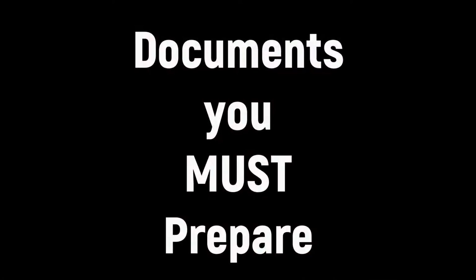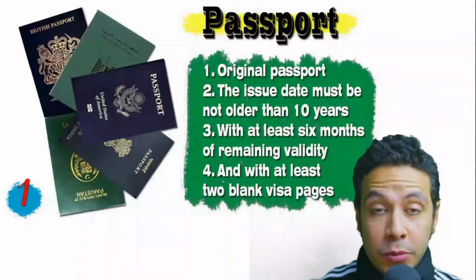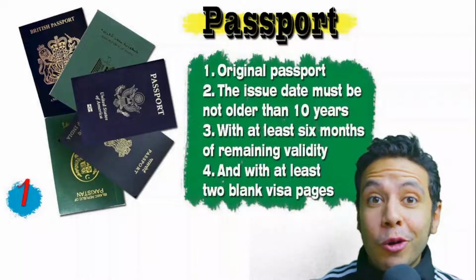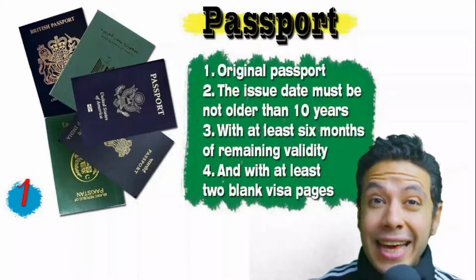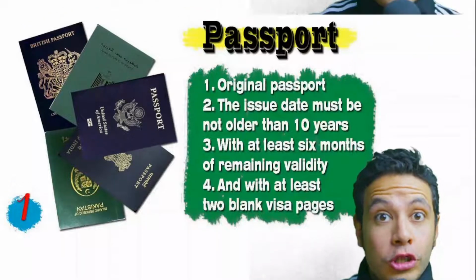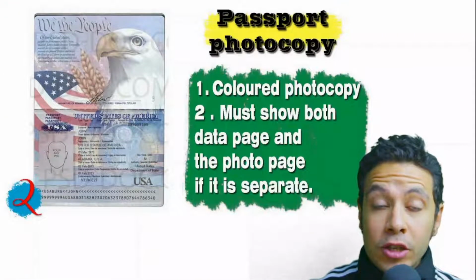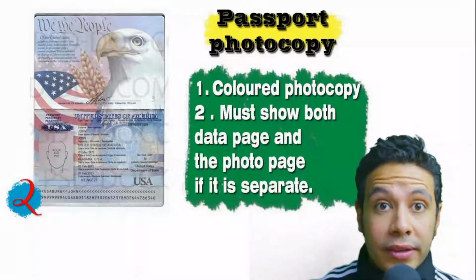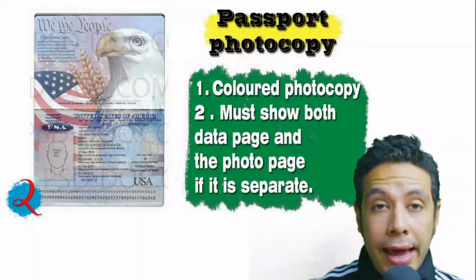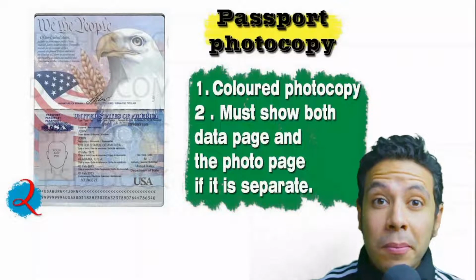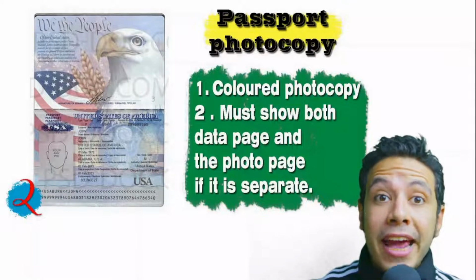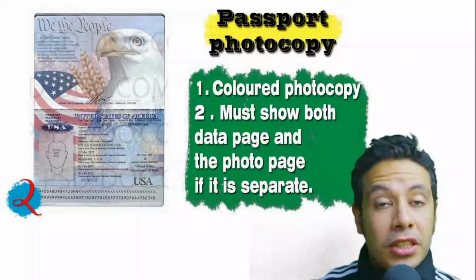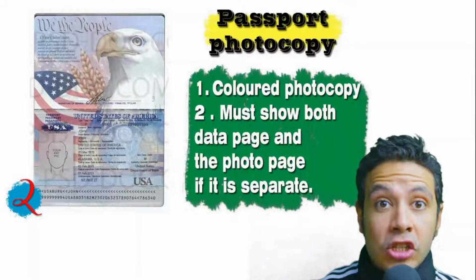So what are the travel documents that you need to prepare before applying for the visa? Speaking about your passport, it must be original, and it must not be older than 10 years, with at least 6 months of remaining validity, and with at least 2 blank visa pages for the stamps. In many cases, you will also need a passport photocopy. It might be 1 copy or more than 1, and it's preferred to be colored, and both the data page and photo page must be shown if separated. In some cases, you might be required to photocopy every single page of your passport. But in general, only the data page and the photo page are the needed ones.